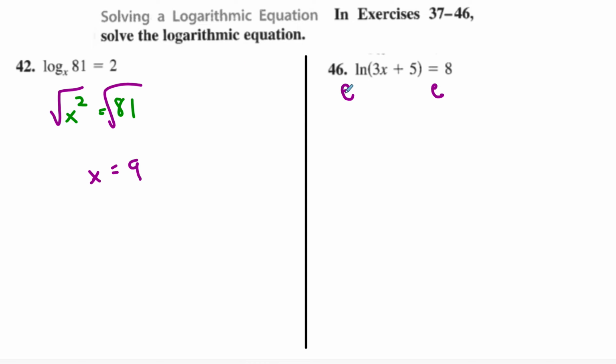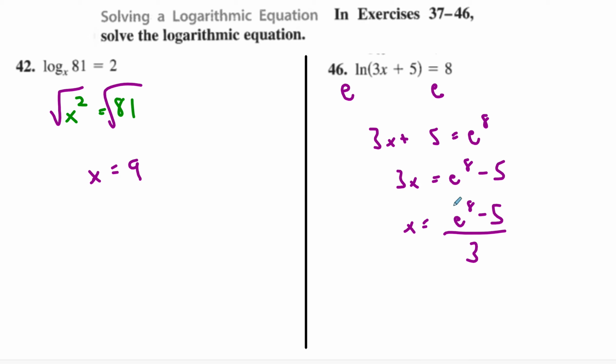Same idea here. Exponentiate base e, or e to the 8th equals 3x plus 5. Either way works, because you get 3x plus 5 equals e to the 8th. e to the 8th is some horrible messy number, so here's what I'm going to do. And I'm going to leave that as my final answer. Much less messy than writing out what e to the 8th is. It's a horrible decimal. You can write it out, but why?